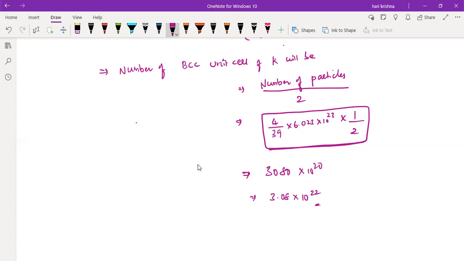Yes, sir. This zero is not coming. The zero is not there, sir. Why not? 308. Yeah, 3.0 into 10 power 20 only. Okay.